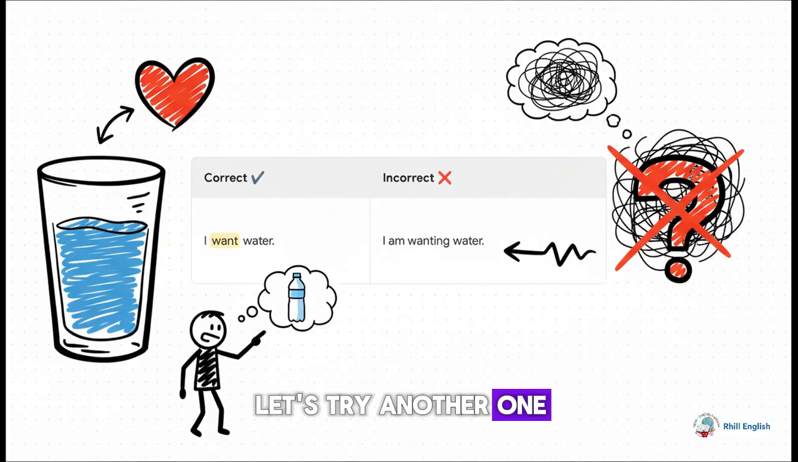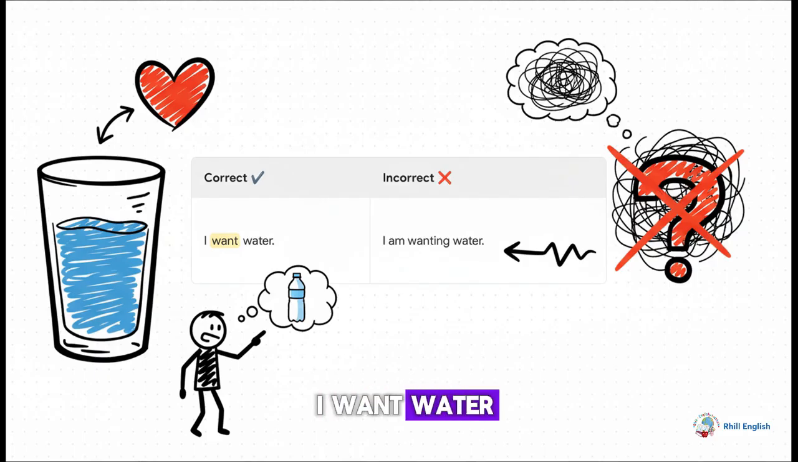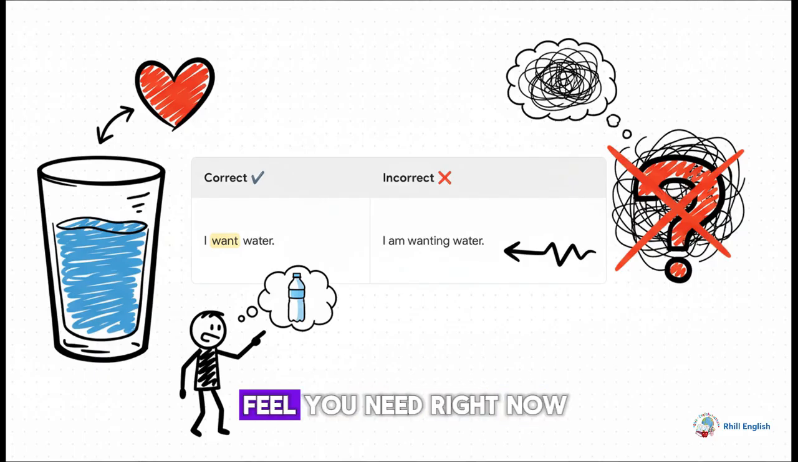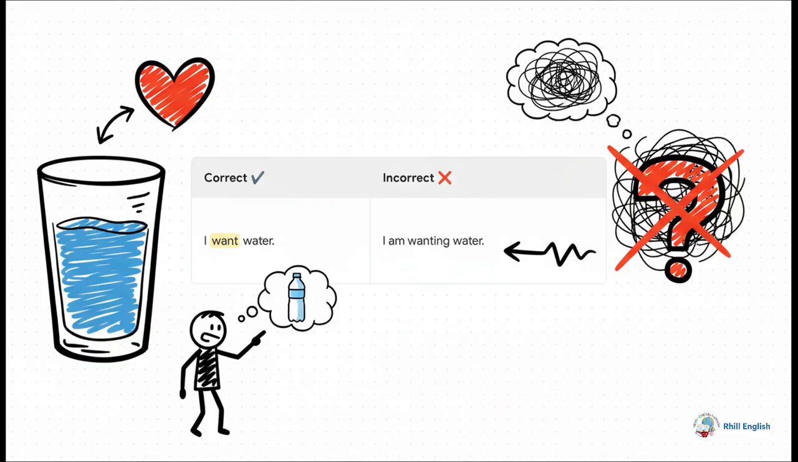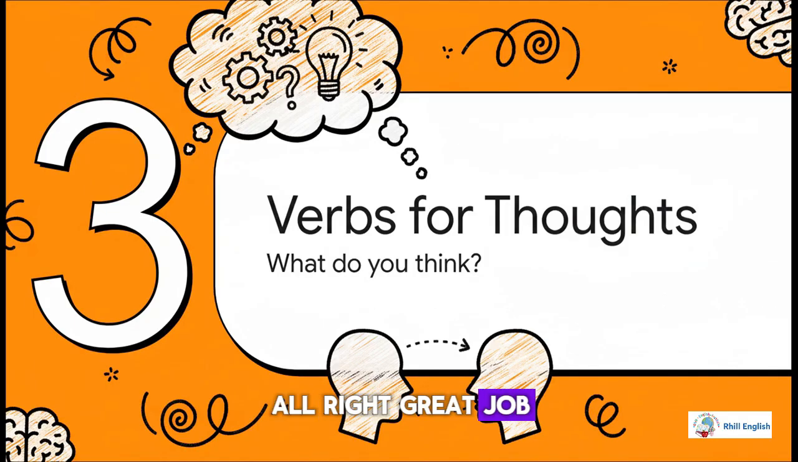Let's try another one. How about the verb want? The correct sentence is, I want water. It describes what you feel you need right now. So the incorrect way would be, you guessed it, I am wanting water. All right, great job with feelings. Now let's move on to our next group of stative verbs, the ones we use for our thoughts.